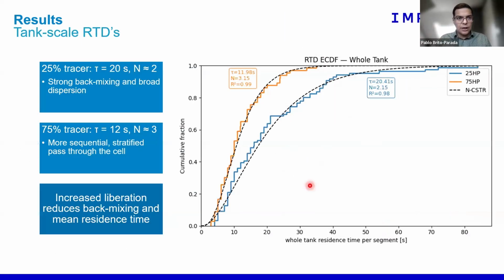We can also start studying residence time distributions for the cell, comparing 25% liberation to 75% liberation. We see, again, better kinetics from that point of view. In the orange one, that is the 75%, we see more passes and therefore better performance as well. Something that this implies is that increasing liberation from 25 to 75% reduces back mixing and also the mean residence time in the cell. The tracer just goes through the system more quickly, as we hope would be the case with higher liberation.